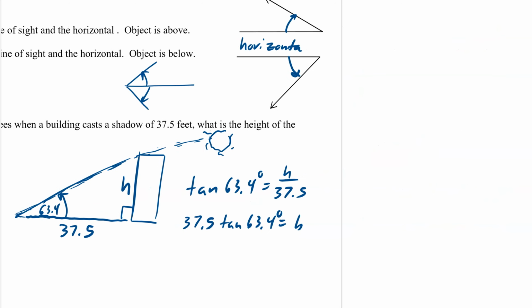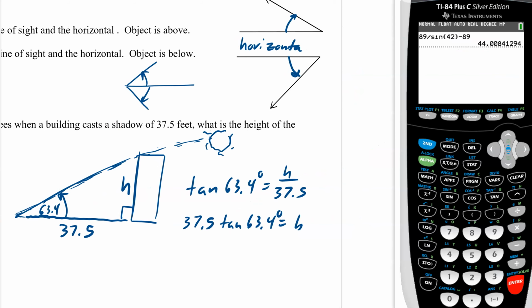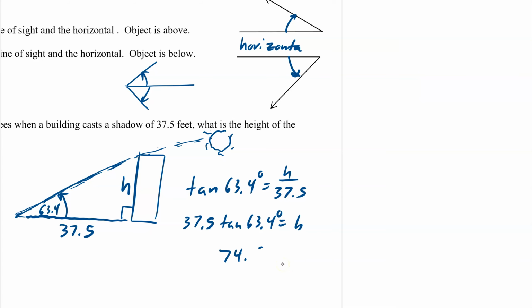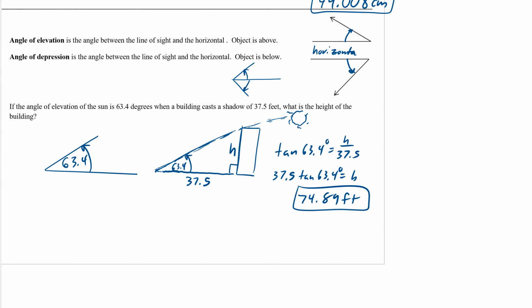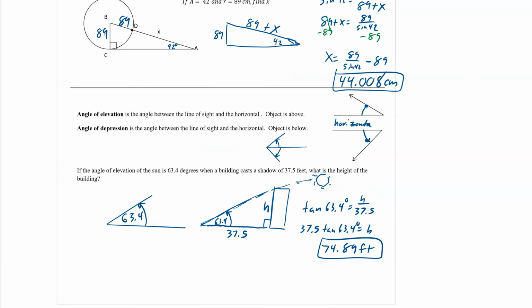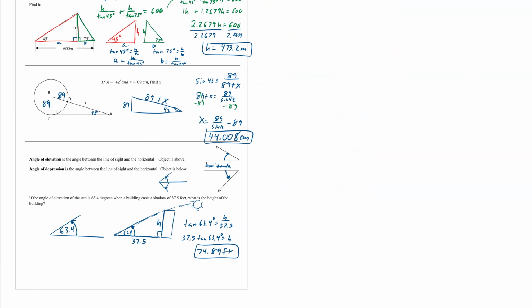And we will plug that into our calculator. So 37.5 times tangent of 63.4. What do we get? 74.88. So we'll say 74.89 feet high. That is how tall our building is. And there you go. There are 3 different types of uses of our trig ratios.